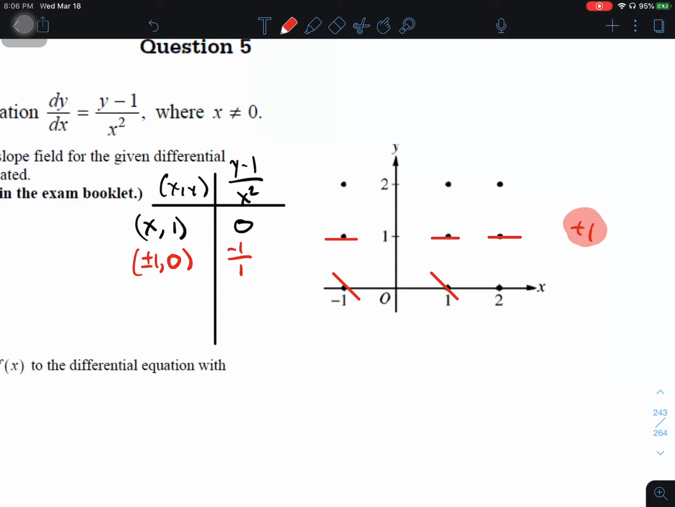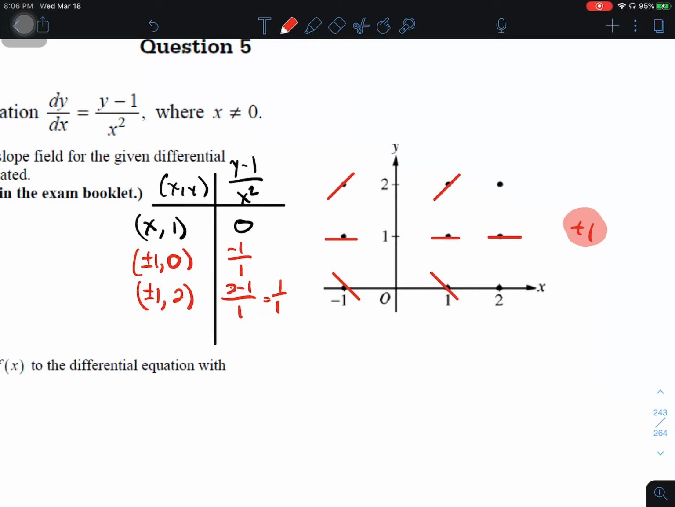Let's do x being plus or minus 1 and y being 2. It's going to be 2 minus 1 over 1, which is a half. Just confirm. Nope, I'm sorry, that's not right. Something didn't feel right, I didn't know what it was. 2 minus 1 is 1, over 1 is 1. So the slope is 1 here and here.